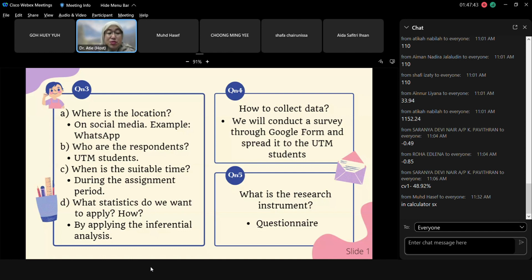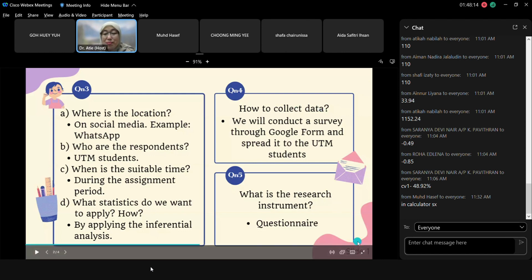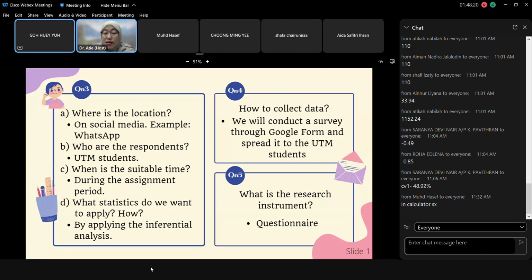And for the D part, the statistic that you want to apply is supposed to be both descriptive and also inferential. When you are using a sample, descriptive is compulsory. Everybody needs to use descriptive, whether you have a sample or not. And then how to collect the data: usually the right word is not spread, but distribute. You just change that one. Okay, next one.